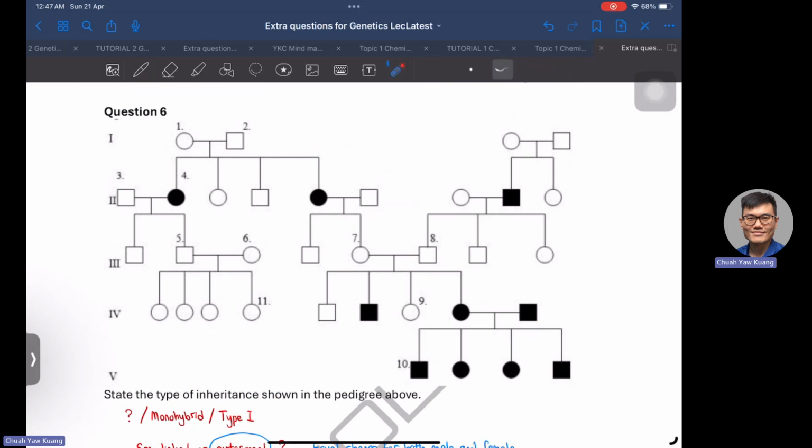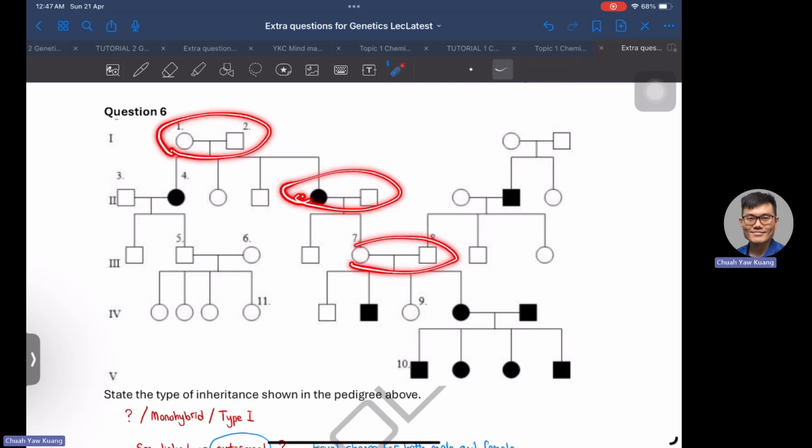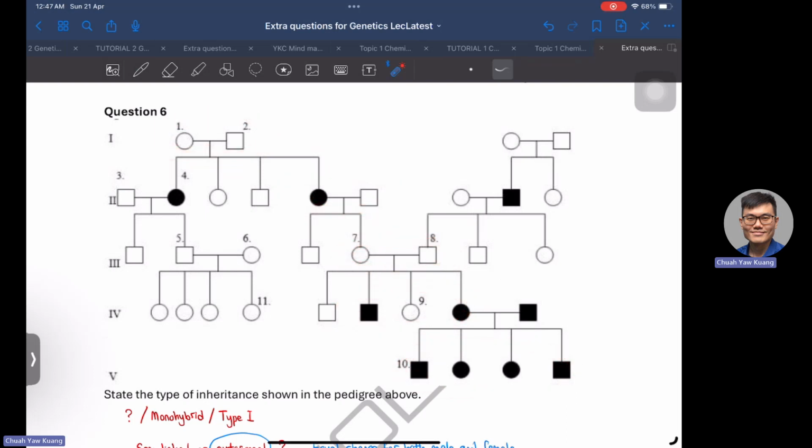If you look at the pedigree, we see the first generation, second generation, third, fourth, then fifth generation. From generation to generation, it seems like it skips, but the last one doesn't skip. So based on this, it is quite difficult for us to determine whether it's dominant or recessive just based on skipping generation or not.